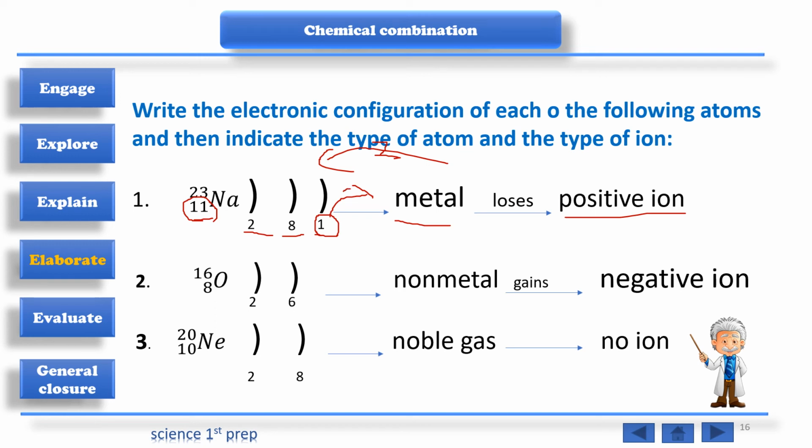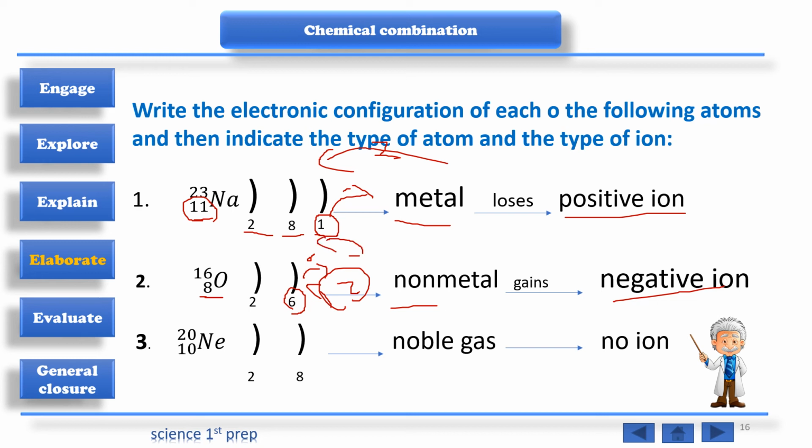Here we will talk about oxygen, 8. The electronic configuration is 2, 6. It's easy to lose 6 or gain 2 to complete the outermost energy level. It's easy to gain 2 electrons, 2 negative charges. First, it's a non-metal because it contains more than 4 electrons in the outermost energy level. It contains 6, so it gains 2 electrons and becomes a negative ion.